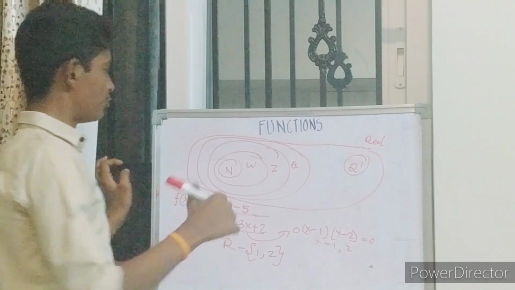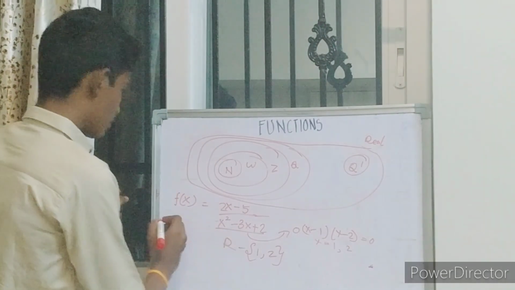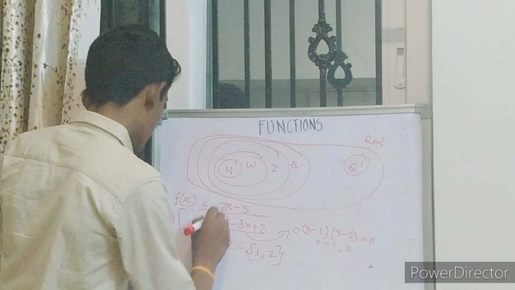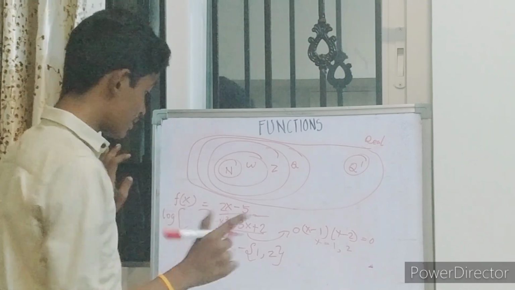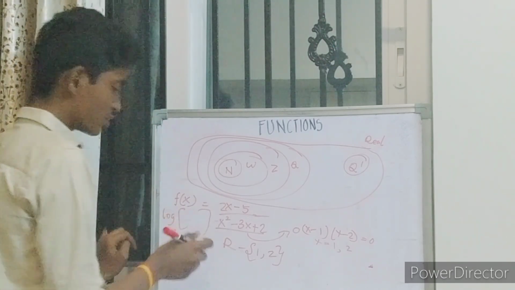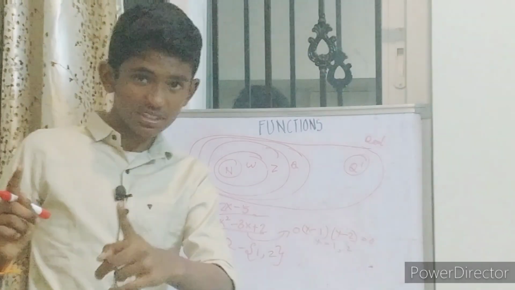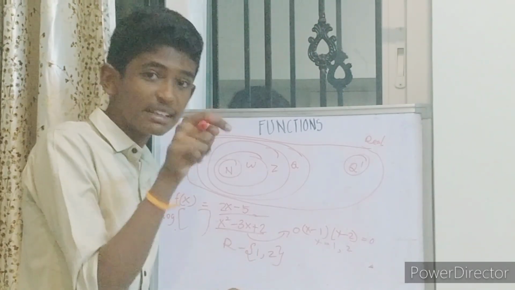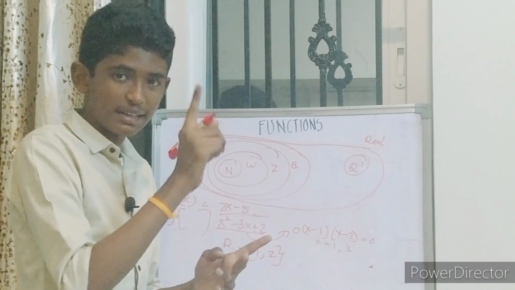And another thing, if you come up with log values, log of some kind of expression, a big expression, that value should not be equal to 0. It should not be less than 0. You have to take it as greater than 0 and you have to solve that inequality.